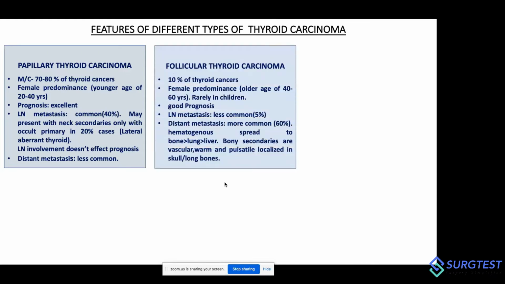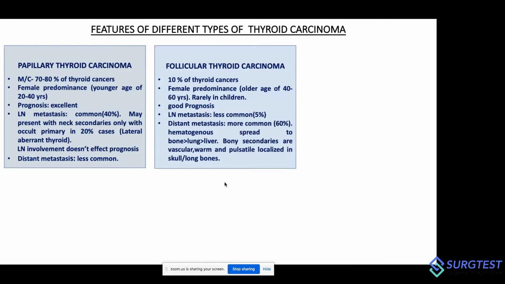Now, the same points in follicular thyroid carcinoma, 10% of thyroid cancer. Again, here it is a female predominance, but older age, 40 to 60 years, and rarely in children. Papillary thyroid carcinoma can occur in children also. In fact, it is the only cancer that is more common in children. But follicular thyroid carcinoma is very rare in children, and has an older age group of 40 to 60 years with female predominance.